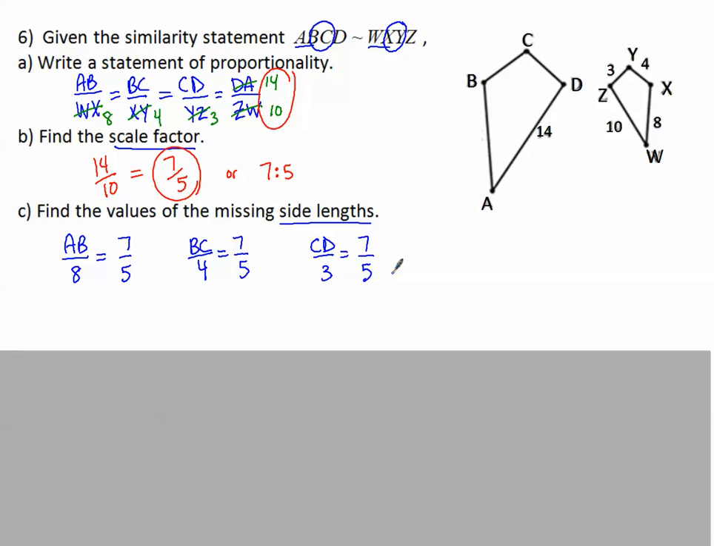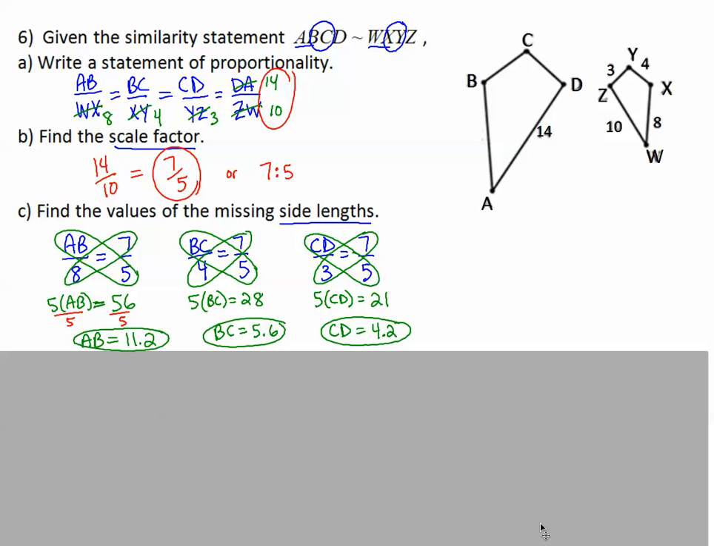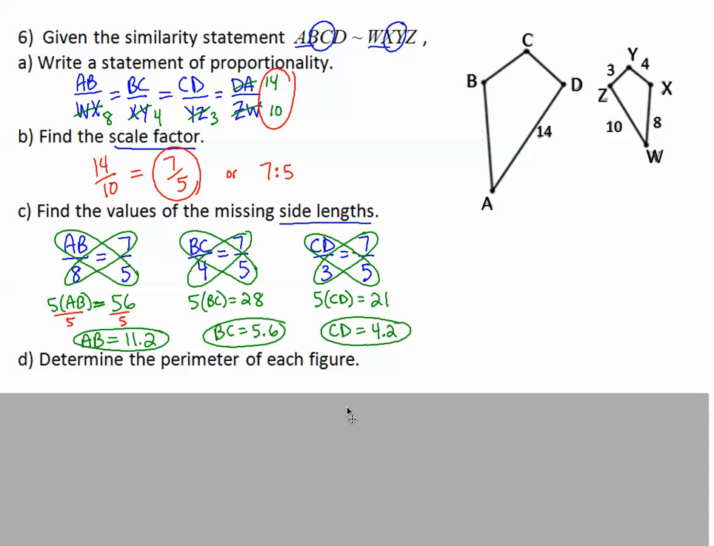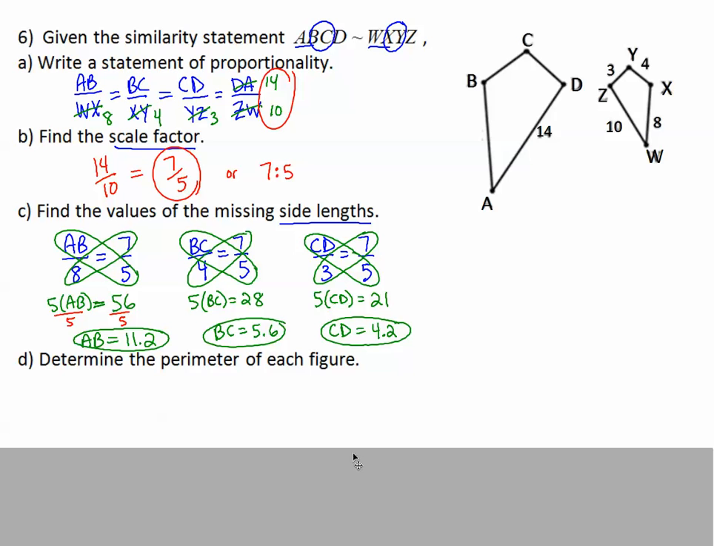Now I can cross multiply to solve these proportions. So 5 times AB equals 56. I need the AB to be by itself, so I'll divide both sides by 5. And using my skills of division, I know that AB equals 11.2. Try the other ones, see if you get them right. Did you get them? If not, check out the work. Let's take a look ahead.